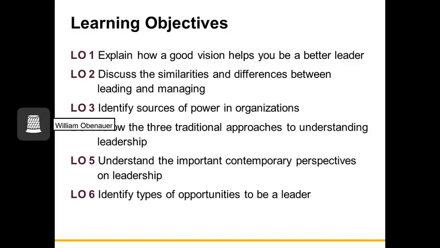Now, as we move through this lesson, we're going to talk about our vision as leaders. We're going to discuss similarities and differences between leading and managing, talk a little bit about sources of power in organizations. We're going to talk about some of the traditional approaches to understanding leadership, a little bit about the contemporary approaches to understanding leadership. And then finally, we'll talk about some different types of opportunities to be a leader.